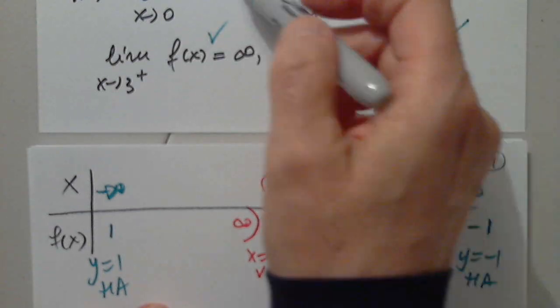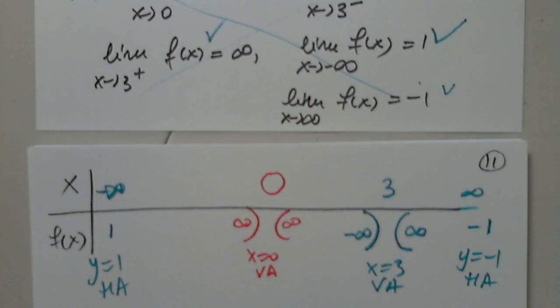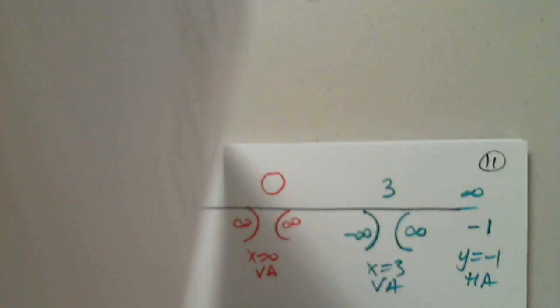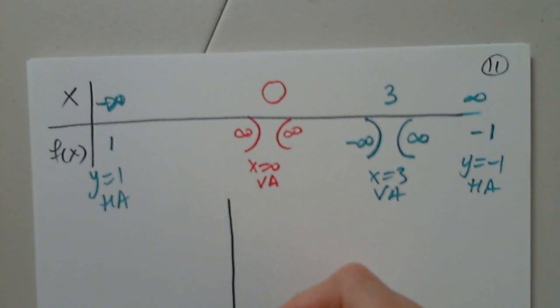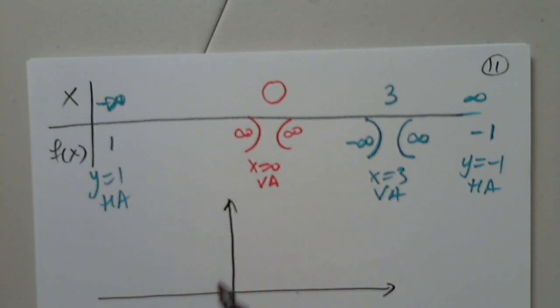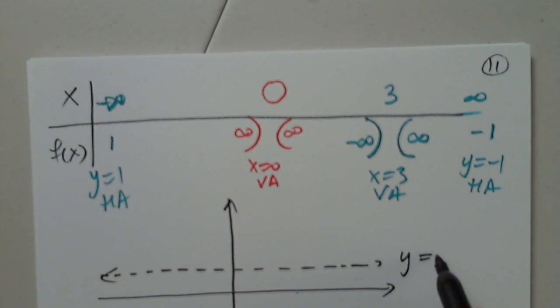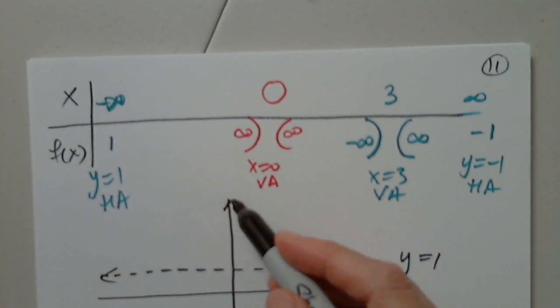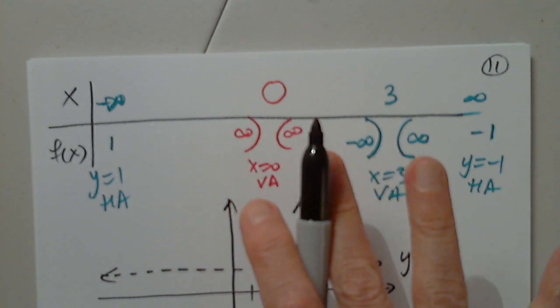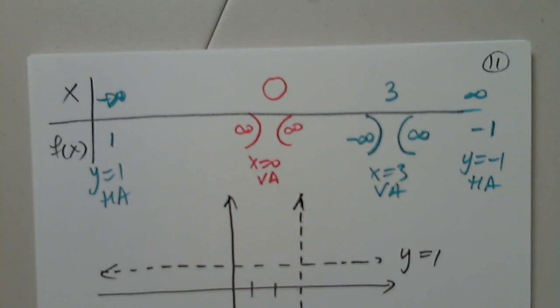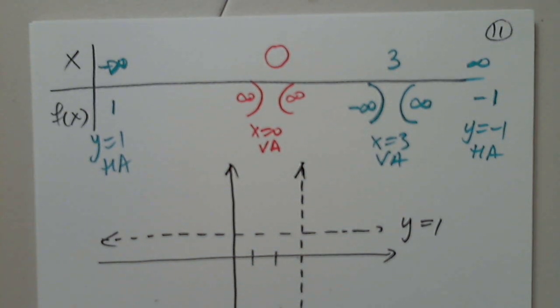Now it makes sense. Before, this made no sense to me. Now everything is very clear, 100% clear. So then I can graph. Y equals 1. X equals 0. X equals 3. This is not the graph. The asymptotes have to be graphed first. And now I will graph the function.